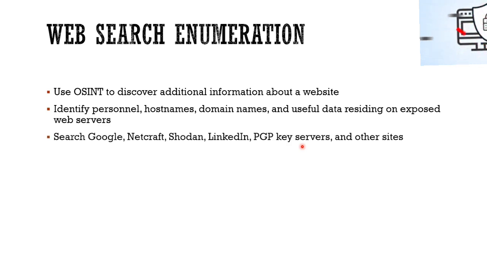We could, of course, do Google dorking. We've talked about that already. We can use Shodan, and we can use other things like Netcraft and LinkedIn and PGP key servers, many sites that might give us additional intel. We could search domain names and IP blocks.